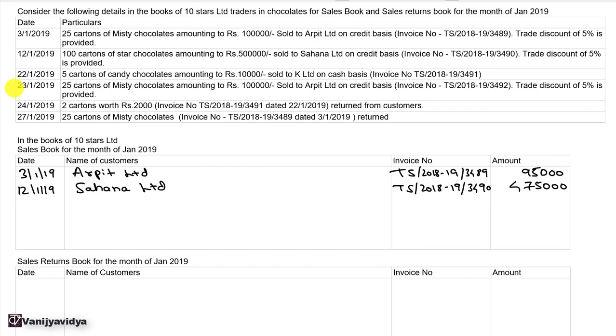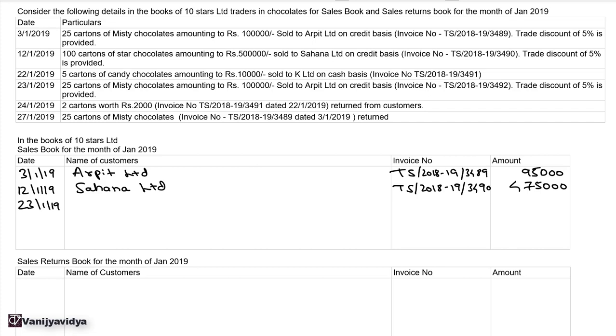Next, 23rd Jan 2019, 25 cartons of Misty chocolates amounting to rupees 1 lakh sold to Arpit Limited on credit basis. Invoice number TS 2018-19 3492. Trade discount of 5% is provided. So it's a credit sale, so we have to record it in the sales book.